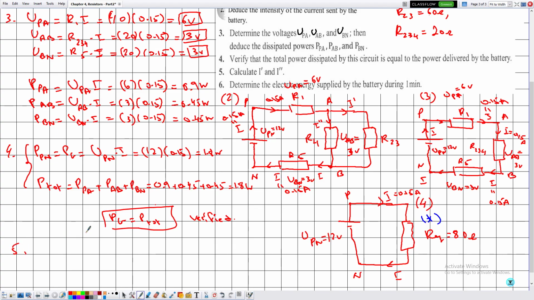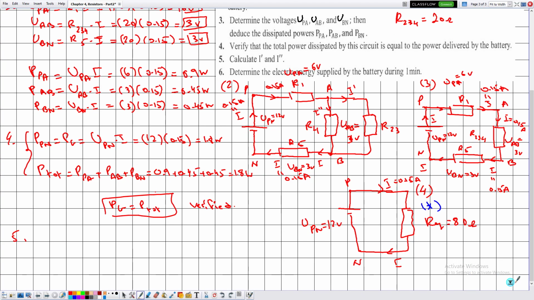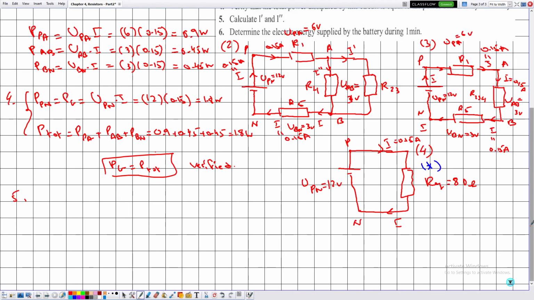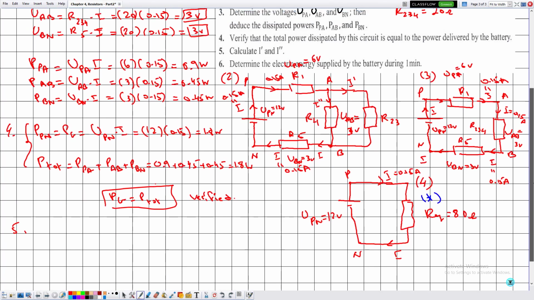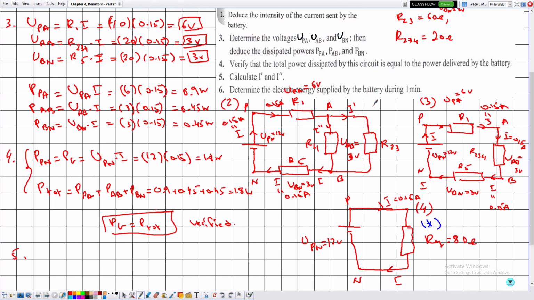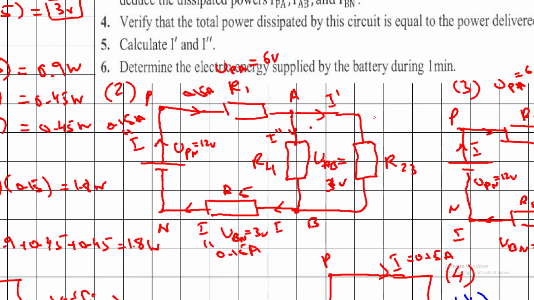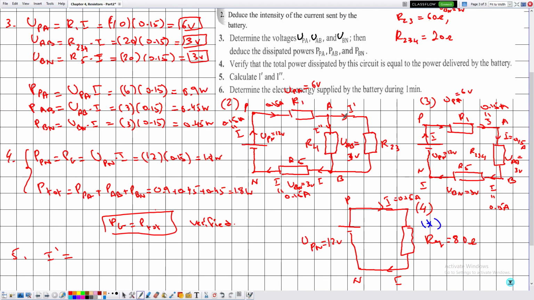Now in number 5, they are telling me to calculate I prime and I double prime. So we need to refer to the circuits in which I prime and I double prime appear. The easiest circuit is this one. Here we have I prime and I double prime. So I prime can be determined using Ohm's law. Why can we not use the law of addition of currents? Because we don't know the value of I double prime. So this is two unknowns and one equation. So I prime is given by U divided by R.